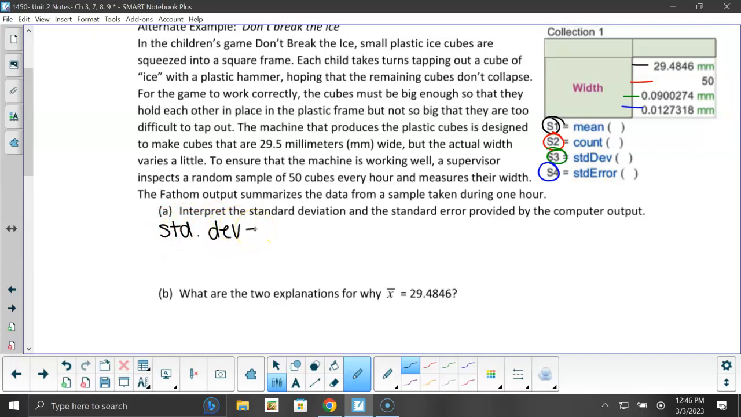All right, so standard deviation. They give me a standard deviation of 0.09, and that is for the population. It's basically how far away from the mean we are.